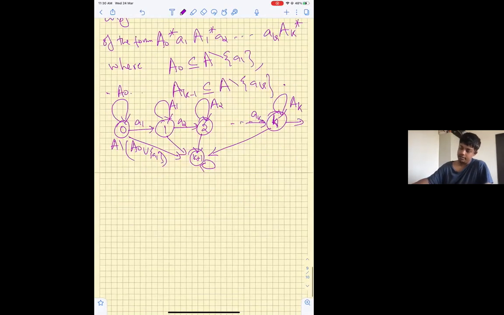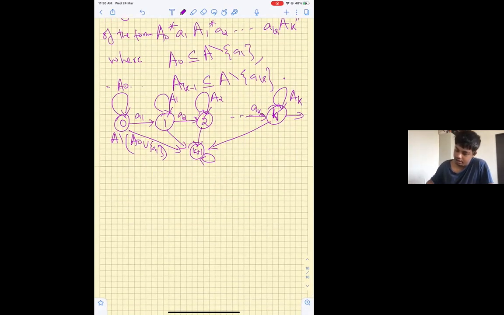How do we do the other direction? If I am given an extensive automaton with states Q, alphabet A, initial state I and final states F, how do I come up with an extensive regular expression for this?